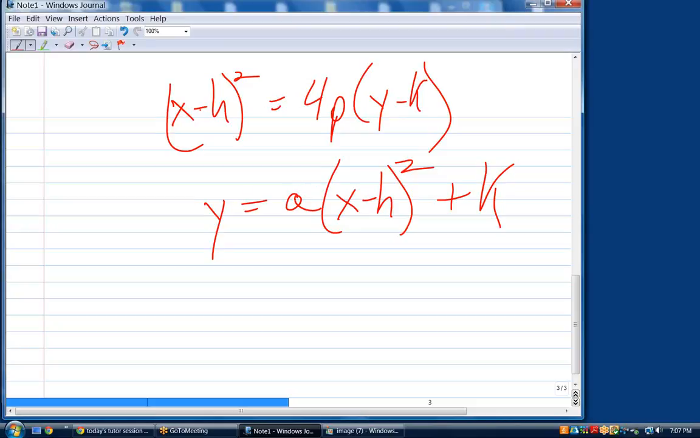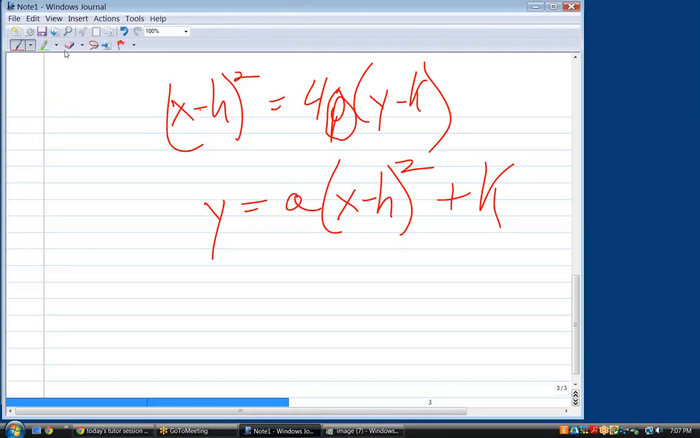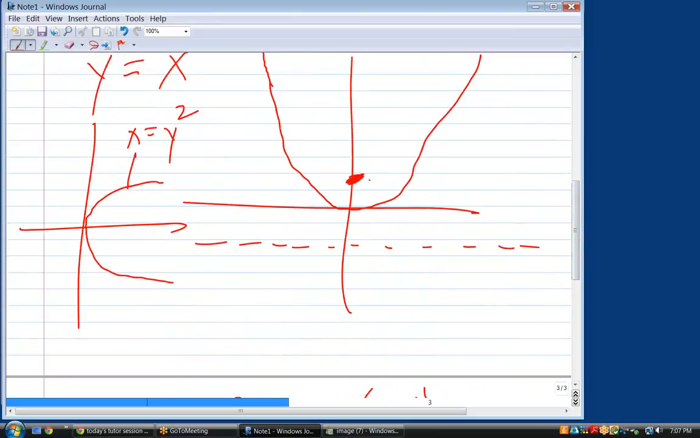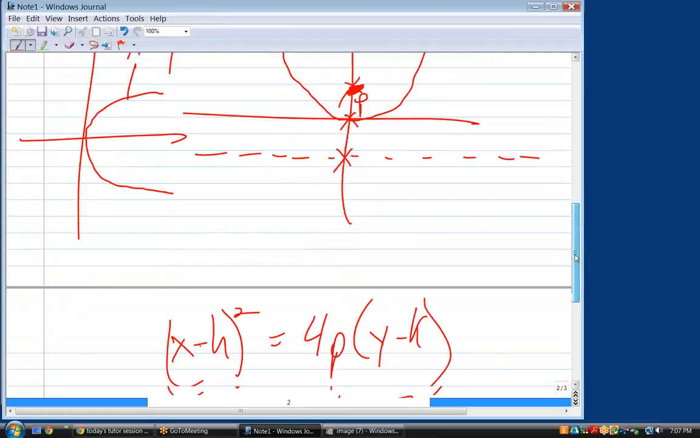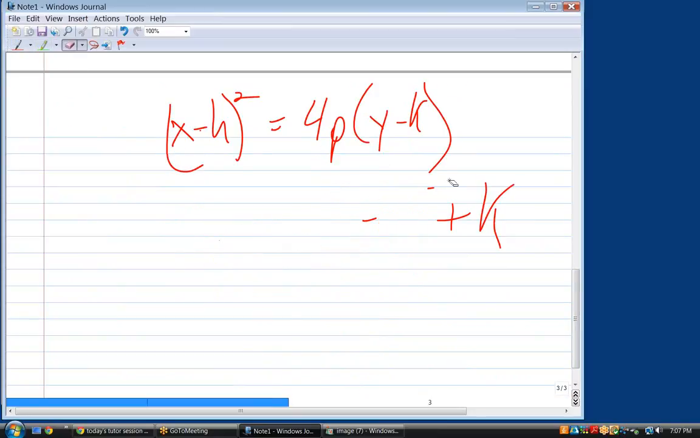So instead of saying a or 1 over a, they introduced this new variable called p, which is the distance to the focus. In other words, in that picture that I'm drawing, this is p. The distance p right there is the distance from the vertex to that focus. It's also the distance from the vertex to the directrix. Okay, we'll work with this format. That's the one I'm most used to, so I kind of like that one.